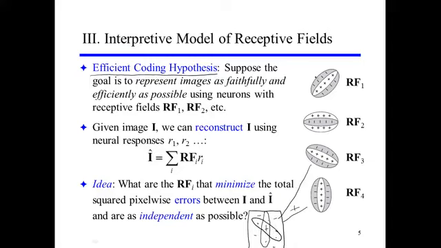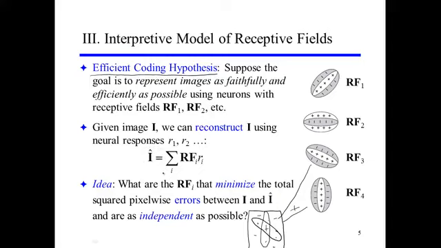Now, if you're given a whole bunch of these receptive fields, you can linearly combine them in this particular way. So this is just a summation sign over all the receptive fields, RF1, RF2, and so on, and each of them is weighted by some number. So these are the neural responses, and so a linear combination of them is going to give you some particular image.